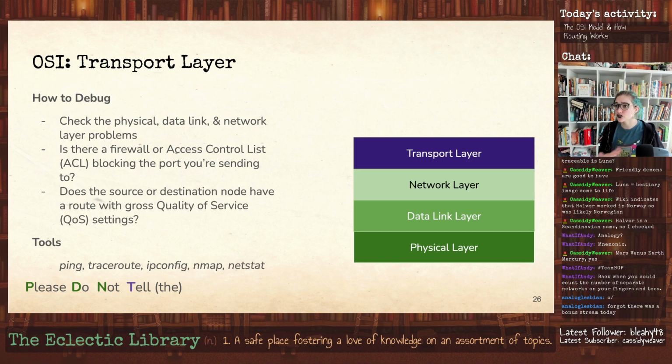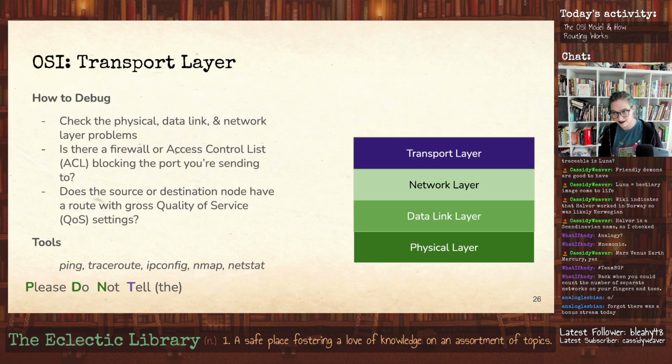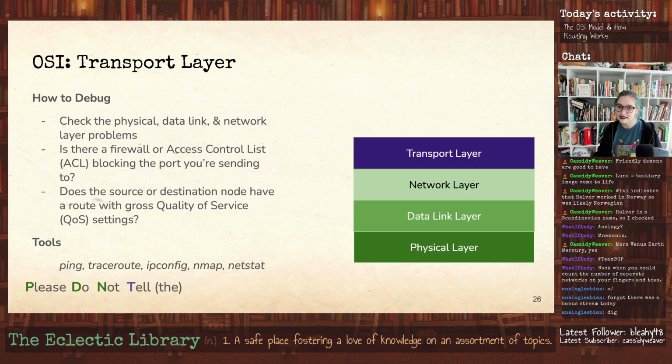And to debug the transport layer, you can use similar tools that you used over in the network layer. So you can use ping, traceroute, ipconfig, nmap, whois, netstat. All those same tools are going to be useful in debugging the transport layer. Any questions here? Dig. Yes. Dig is another good one.